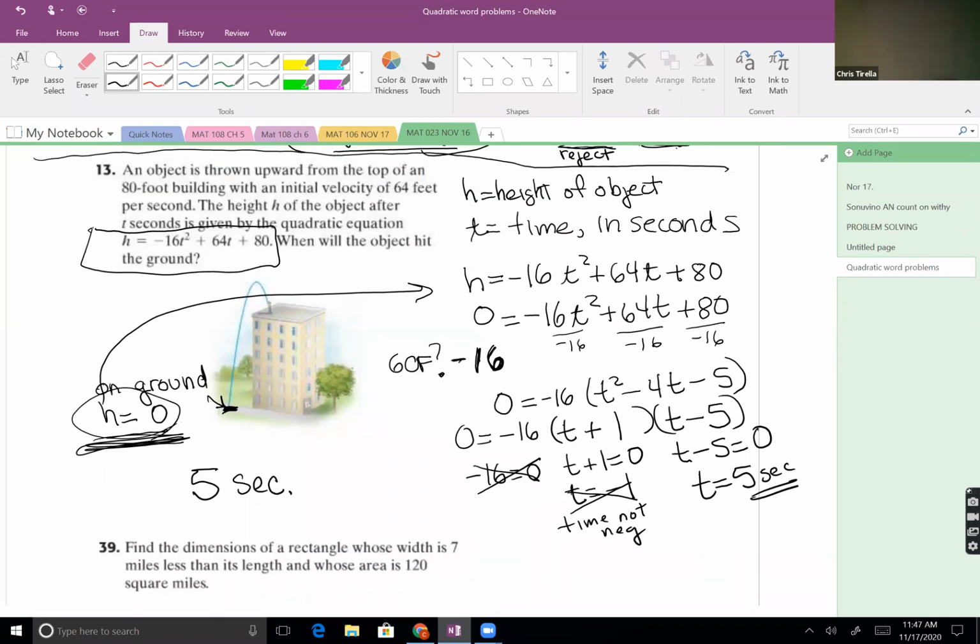If you're interested, in pre-calculus and calculus, people are expected to come up with equations like that. And you get over here that the 80 comes from the height of the building, but the 16 and the 64 actually come from the effects of gravity on something. So always interesting.